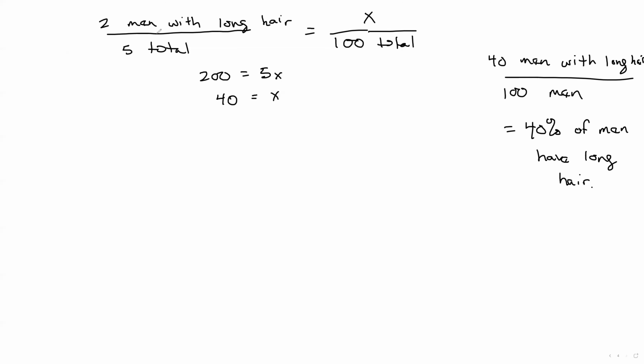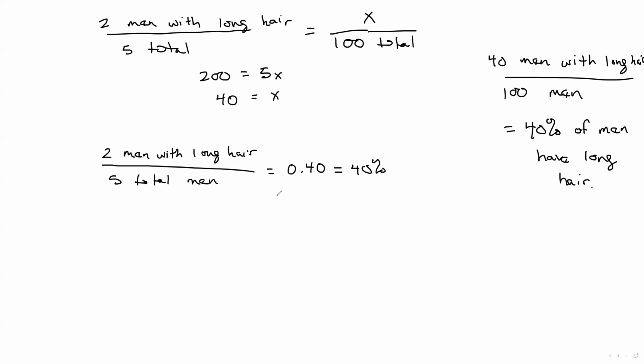The other way, which I think is an easier way, is to use decimals. If we've got our 2 men with long hair over 5 total men, again this is part over whole, so we can divide these to get 2 over 5, which is equal to 0.40. This is just using a calculator: 2 divided by 5, you get 0.40. And then we can convert that into a percent by moving the decimal 2 to the left.